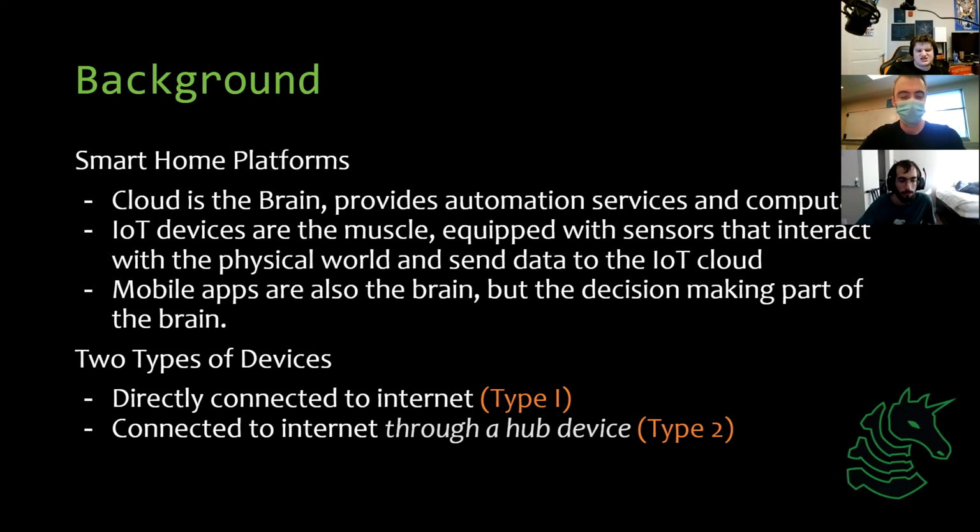So then there's two types of devices, and this is really important for the rest of the paper. There's devices that get directly connected to the internet, and those are type 1 devices. And then there are devices that are connected to the internet through a hub device. More often, these devices are super small, like a light bulb. It's not going to have the capacity to go directly to the internet, so it's going to go through a hub device. And that's type 2.